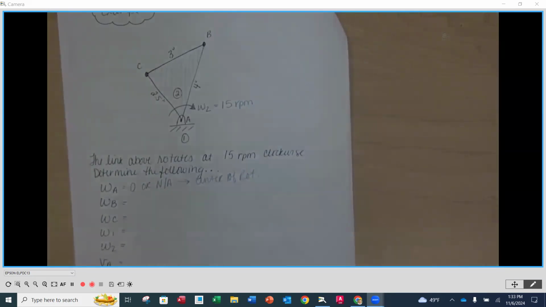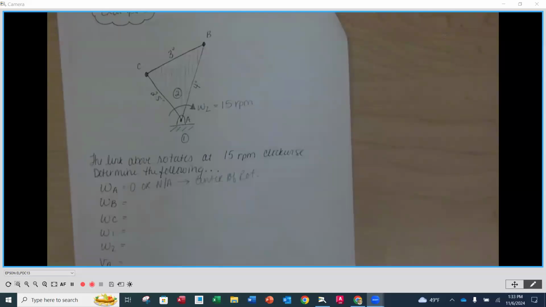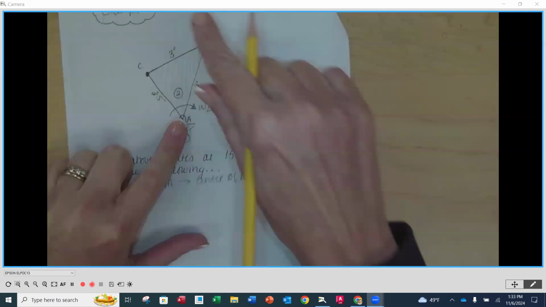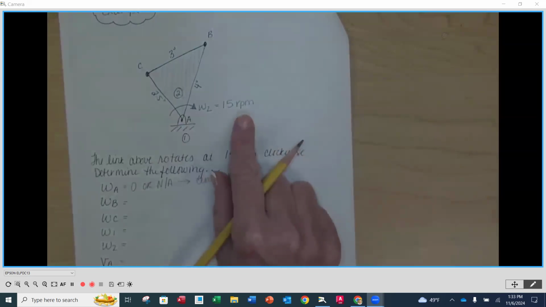Now let's look at point B. We've got the angular velocity of point B out here. What is the angular velocity of point B? Anybody have any ideas about that one? Remember, if a point is on a link, the link and any points on that link are going to have the same angular velocity. So B does have an angular velocity because it is held to rotate around that fixed center of A.